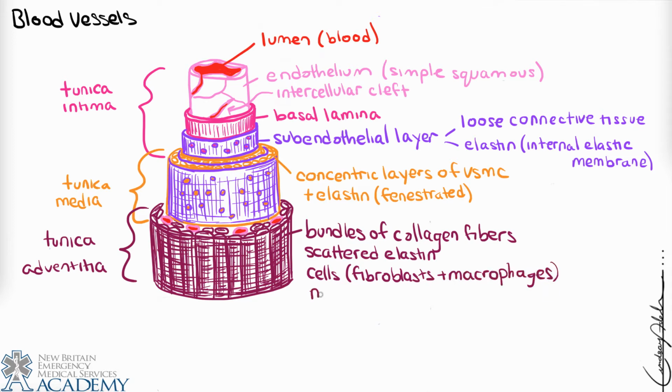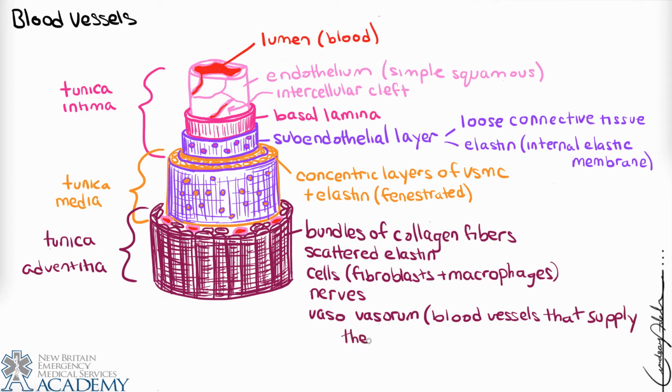We have nerves that run through this layer, and then we also have what's called the vasa vasorum, which is basically blood vessels that supply the blood vessels, which is kind of crazy to think about. But because the tissue layers are so thick and we're talking about cells that need to survive, we need to have good perfusion, and we can't have exchange of oxygen and nutrients all the way from the blood to this outermost layer, so we have blood vessels that are very small that supply that particular area as well.